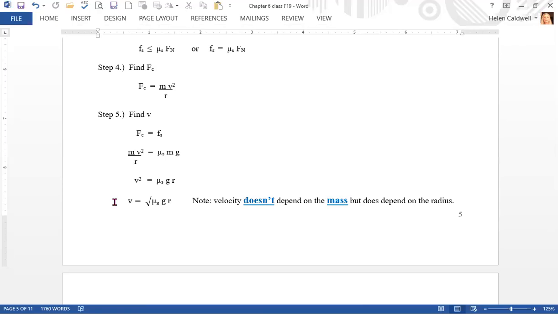What is significant is that velocity does not depend on the mass, but it does depend on the radius of the circle. It is independent of the mass. The mass cancels out along the way. If it did depend on the mass, we would have to have a different velocity for a Ford F-150 pickup truck compared to my Toyota Camry compared to somebody's Fiat.